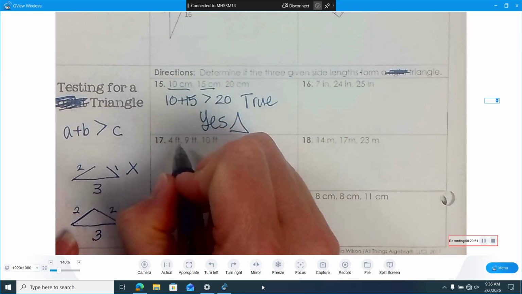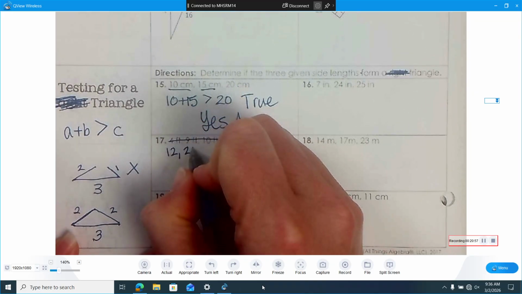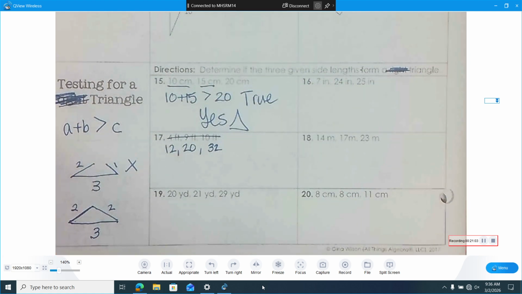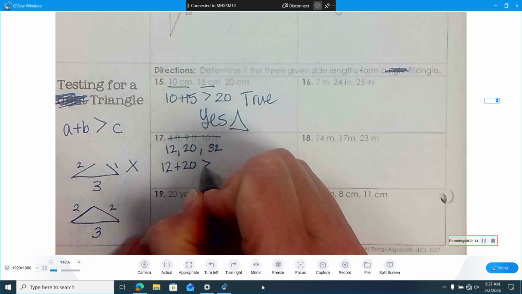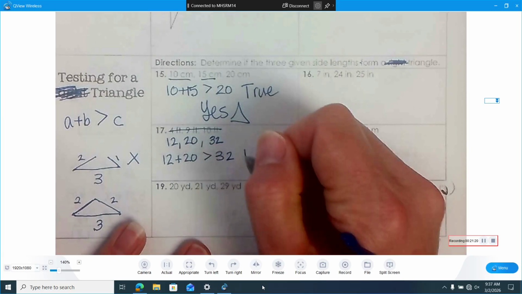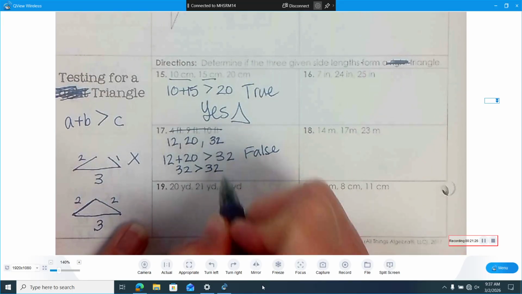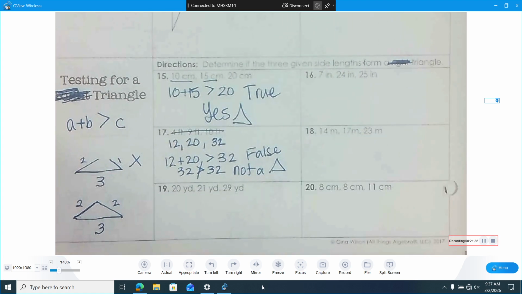Right here, let's pretend that the side lengths of the triangle were 12, 20, and 32. So again, I just want to pick up my two smaller sides. 12 plus 20 needs to be bigger than 32. True or false? False. Because right here I have 32. Is 32 greater than 32? No, it's not. So this is not a triangle.